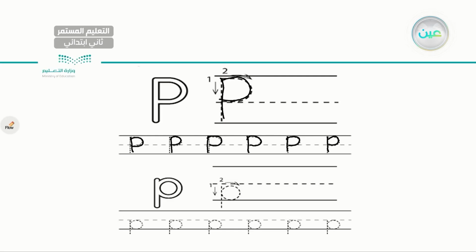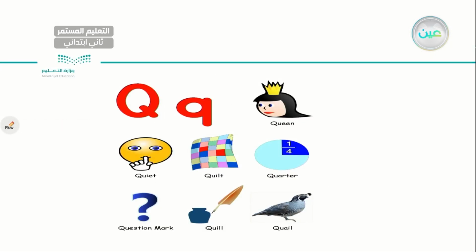Okay, that's the capital P. Let's go ahead and write the small p. Make sure you are writing between these specific lines. P, potato, penguin, pie. Very good. So we have letter P. Let's go to the next letter. For the next letter, I have letter Q.